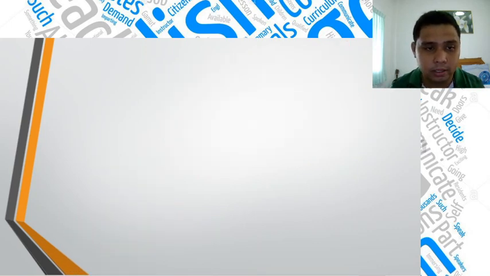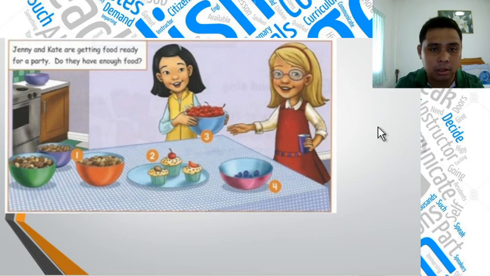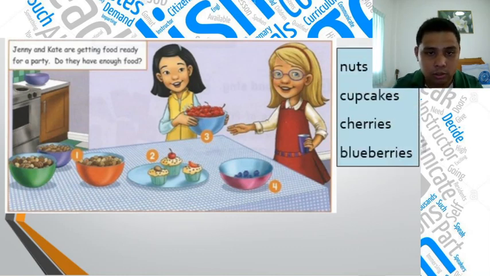Okay, next. So I have a situation here. There are two persons. These two are named Kate and Jenny. So this one is Kate and this one is Jenny. Jenny and Kate are getting food ready for a party. So do they have enough food? I hope they have enough food. Now we have the food here: nuts, cupcakes, cherries, and blueberries.